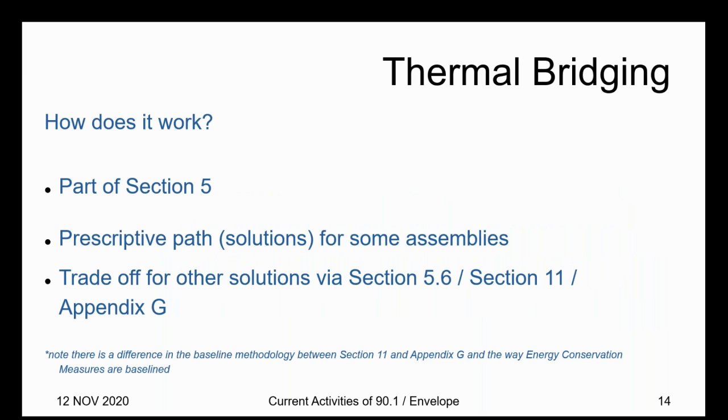So it's an envelope provision, so it would be Section 5, and then what we have is it's tradable. So in Section 5, there are mandatory provisions and tradable provisions. It has a prescriptive path, so it's sort of do this and you're good to go. It's a little bit like a guideline, but it's more like do this strategy and you're okay. And then there's a trade-off for those conditions where it may not work. You maybe can't do the prescriptive path, or you have some odd geometry, or there's some other type of situation.